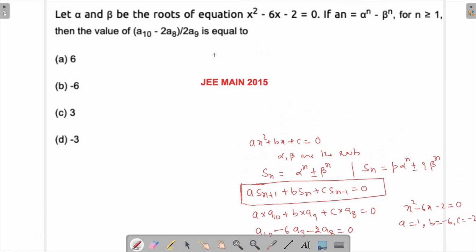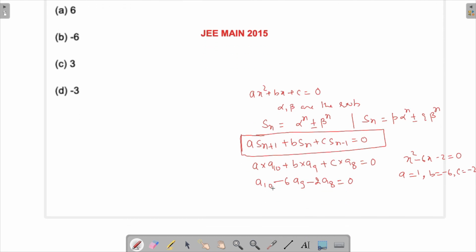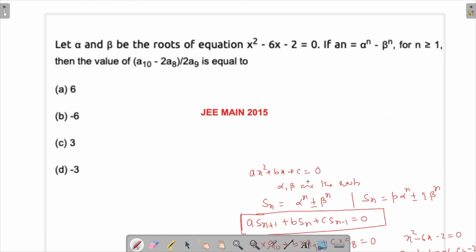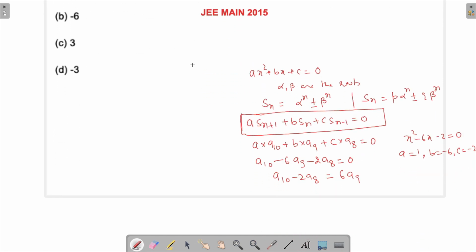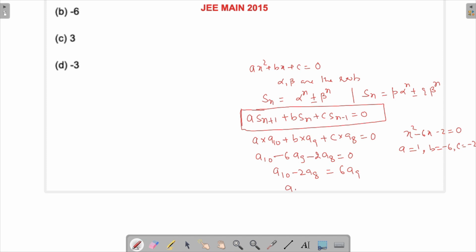Then what are we supposed to find out? A10 minus 2A8. So we'll keep A10 minus 2A8 on this side, and send 6A9 to the other side. But we want 2A9 to be divided here, so we bring in 2 times A9 here: (A10 minus 2A8) divided by 2 times A9 should be equal to 3. So this is your answer. 3 is your answer using Newton's formula. All right, now this is your approach 1.